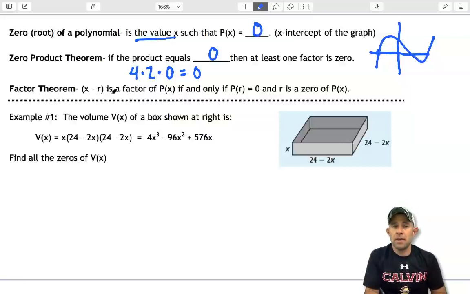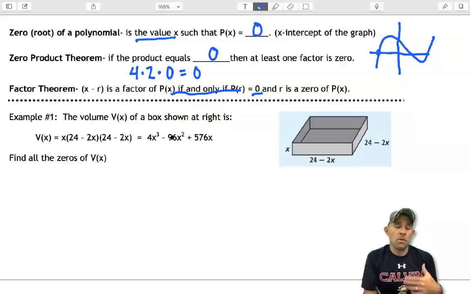Now here's the factor theorem. It says x minus r is a factor of the polynomial p of x if and only if p of r is equal to 0. In other words, if we take the value of r and substitute it into the function p of x, we should end up at 0. And therefore r is a zero or a root of the polynomial p of x. All right, let's jump into our examples.